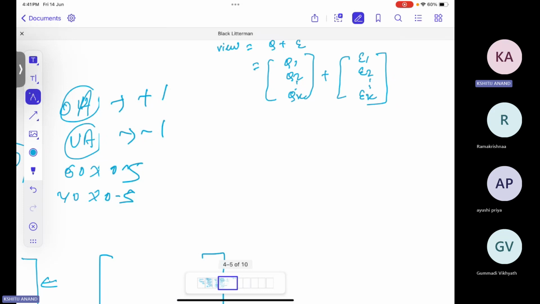Now, this is the view matrix. Now coming on to this matrix, it basically tells you how much confident you are about your view. Okay, got it? So let us see.